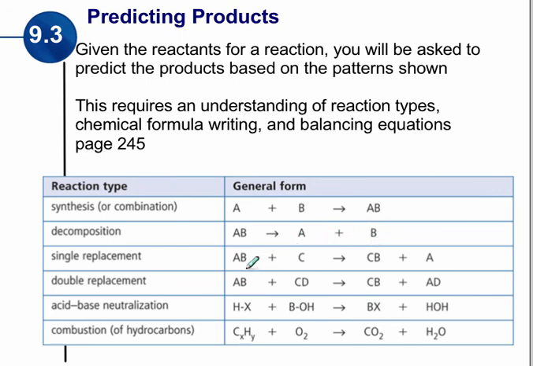Single replacement, a compound with an element, and the C and the A trade spots, they replace each other. Double replacement, 2 compounds together, AB and CD. Notice A and C trade spots with each other, AC. Special type of reaction, acid-base, starting with an H, ending with an OH. We end up with HOH or H2O and some type of salt, and then combustion, burning, CH with oxygen, always giving us H2O and CO2. So being able to predict these products is a very, very useful and very, very important skill throughout chemistry.